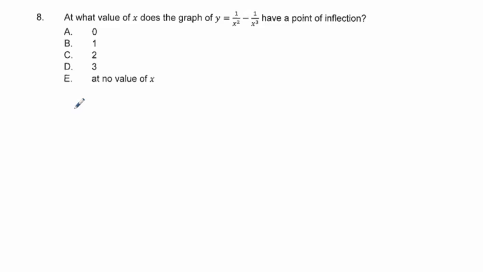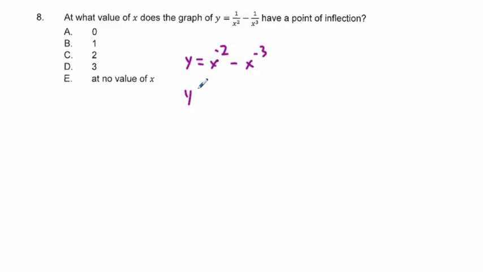Okay, 8. At what values of x does the graph of y equals 1 over x squared minus 1 over x cubed have a point of inflection? Well, what we have here is we're going to do a rewrite of y equals x to the negative 2 power minus x to the negative 3 power.